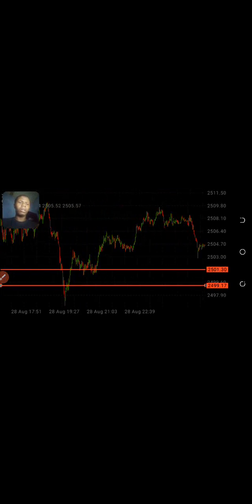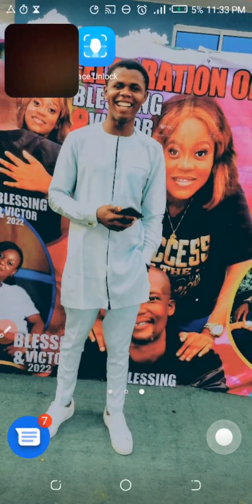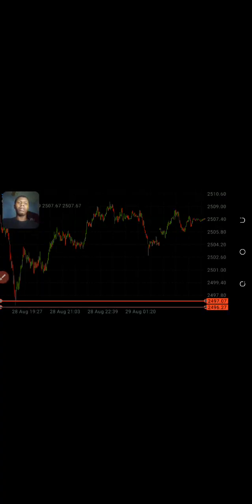Okay, I think we're here. So as you can see here, the market is bullish. Here, break of structure, and we had the last high here.